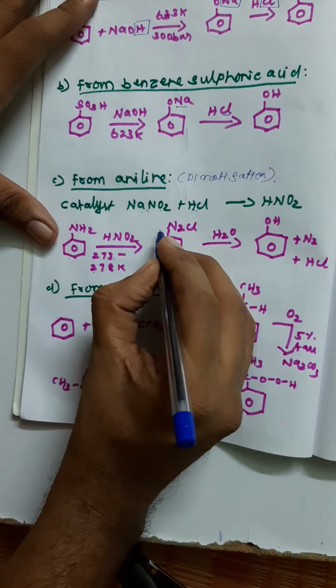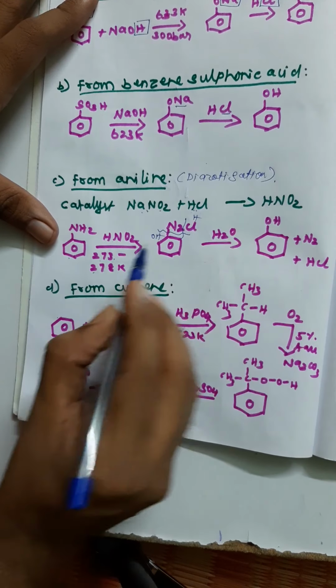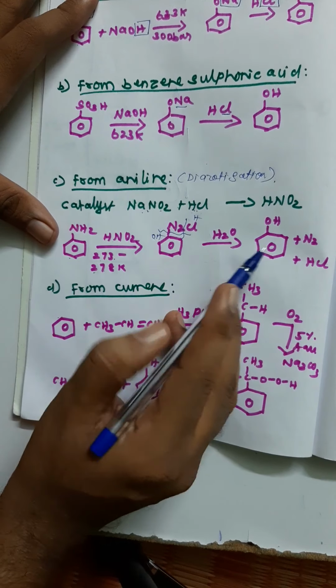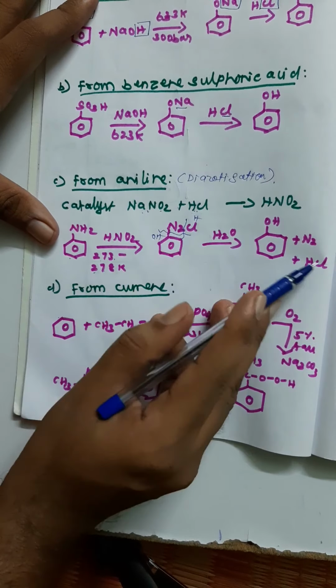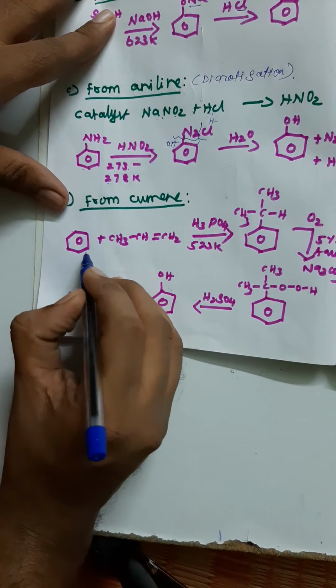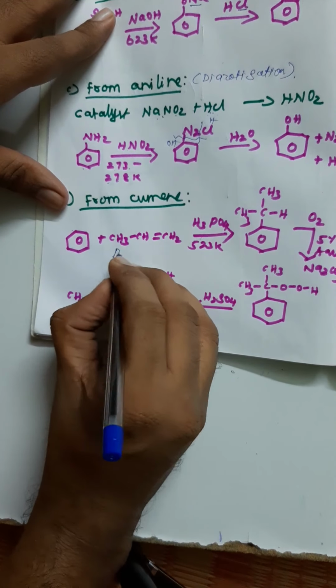When you are doing hydrolysis, here OH, here H. So the benzene connected with the OH is nothing but the phenol, and N2 is separated and HCl is formed. The last question is very important: how is phenol obtained from benzene or propene.